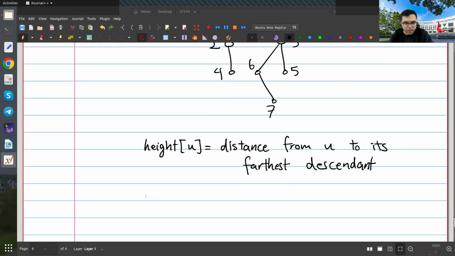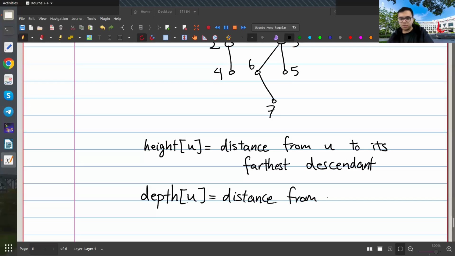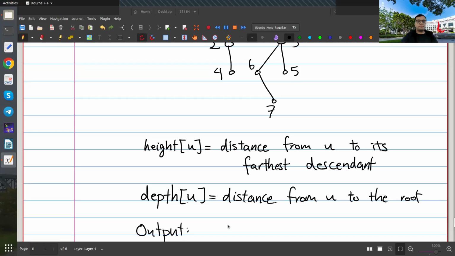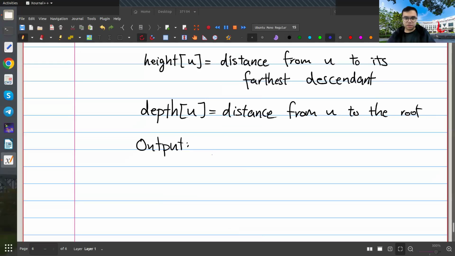And I'm also going to define a depth, or sometimes we call it a level. And I'm going to say depth of U is the distance from U to the root. So how many steps can I take if I always go up? Okay. Distance from U to the root. And what I want you to do in this problem is that just in the output, write all the heights and depths. Okay. So print all heights and depths for all vertices.